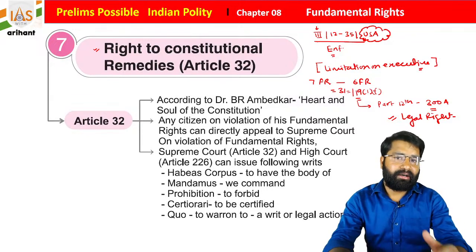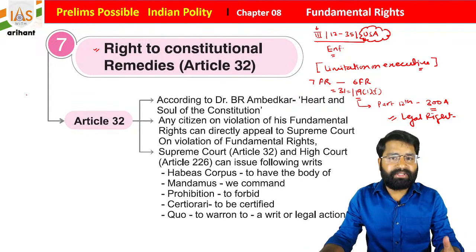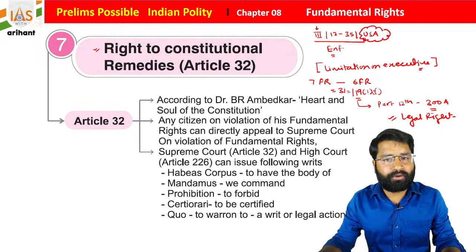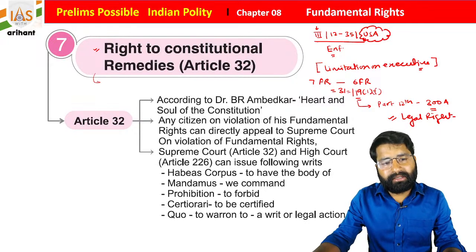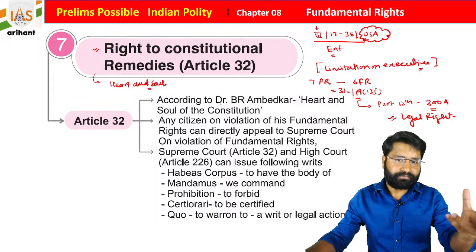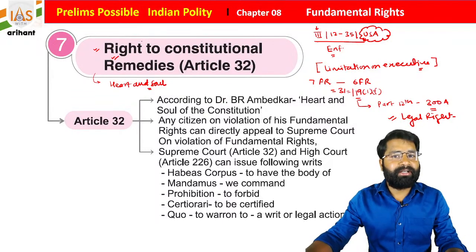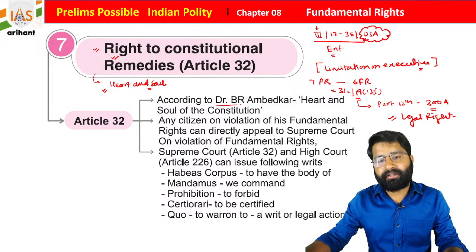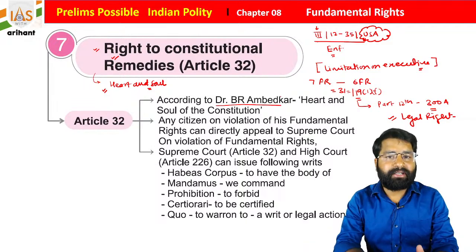Students, our fundamental rights are part of the cornerstone of the Indian Constitution. Fundamental rights and DPSP are considered the cornerstone of the Indian Constitution. One more point: the right to constitutional remedies, Article 32, is called the heart and soul, and this phrase was specially used by Dr. B.R. Ambedkar. Why? As you know, students, fundamental rights are not absolute, but fundamental rights are available to every citizen as well as non-citizens too.